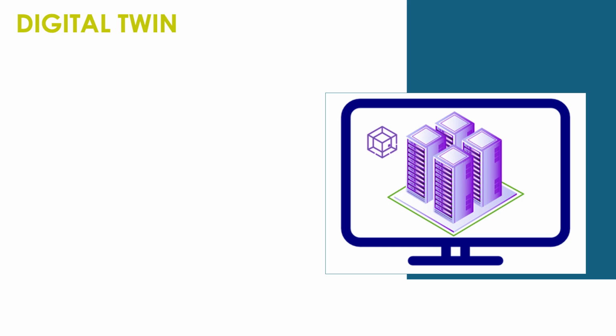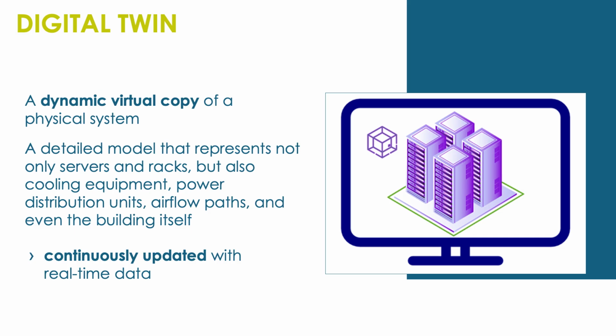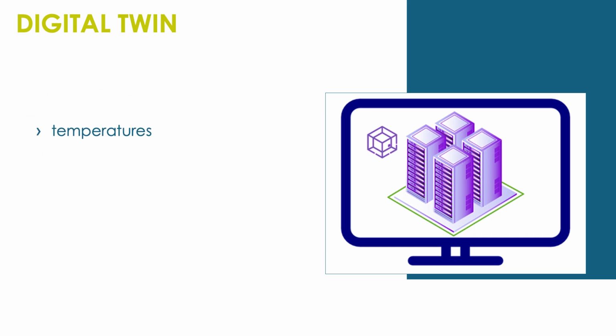A digital twin is essentially a dynamic virtual copy of a physical system. In the context of a data center, this means building a detailed model that represents not only servers and racks, but also cooling equipment, power distribution units, airflow paths, and even the building itself. What makes a digital twin different from a simple simulation is that it is continuously updated with real-time data. Sensors throughout the facilities collect information on temperatures, power draw, humidity, and workloads. This flow of data ensures that the twin mirrors the actual state of the data center at every moment, creating a living model of the facility.